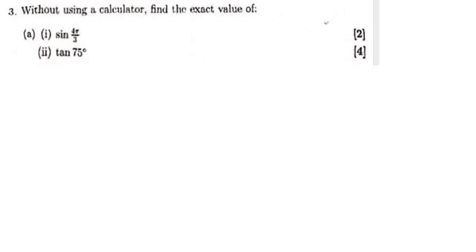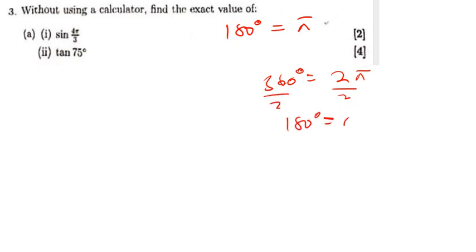Whenever you are dealing with angles in radians, you have to convert them from radians to degrees. So we use the conversion that 180 degrees is equal to pi, because we know that 360 degrees is equal to 2 pi. We can divide both sides by 2 and we end up having 180 degrees being equal to pi. That's the conversion that we're going to be using.